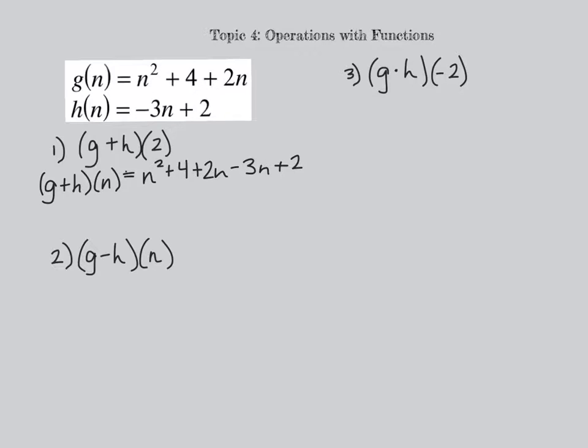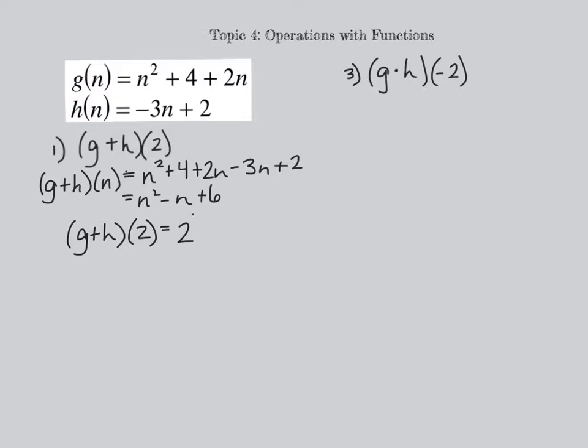All right, then combining some like terms, we'll have n squared, then we'll have a minus 1n, and then we'll have a plus 6. All right, I'm running out of room here. So now I want to plug in 2. So I'll have 2 squared minus 2 plus 6. So we'll have 4 minus 2 plus 6, and that'll give us 2 plus 6, or 8.